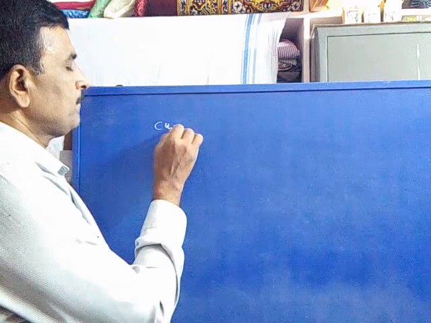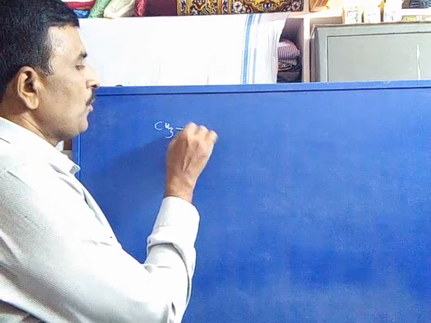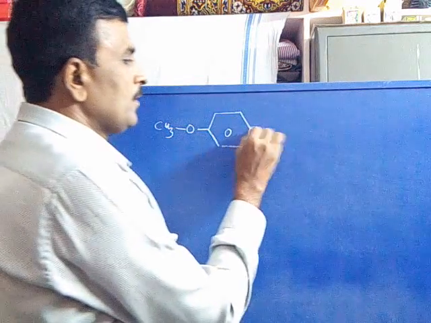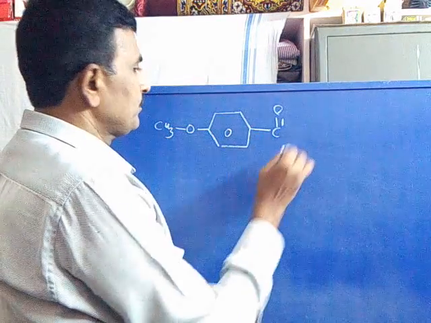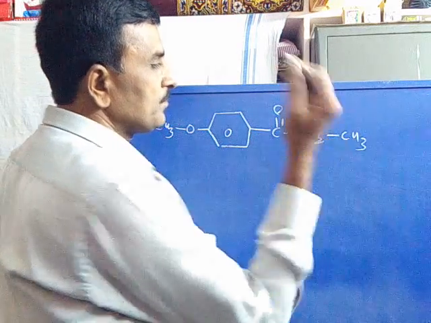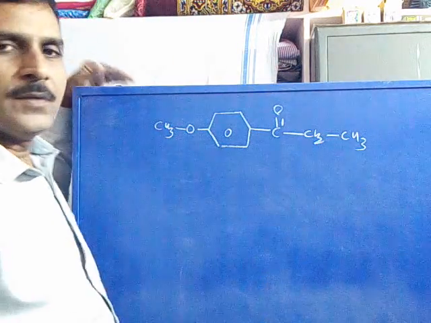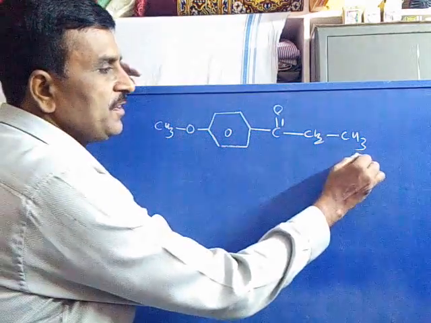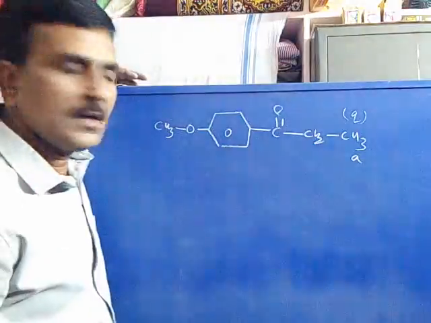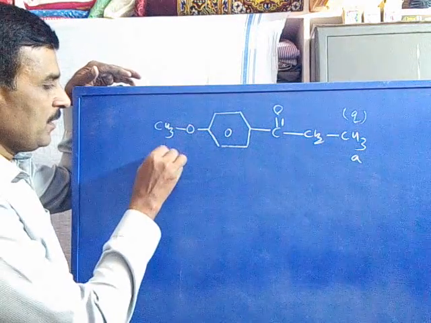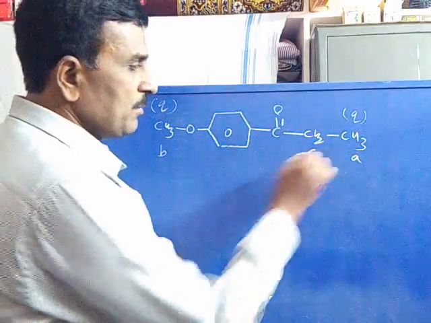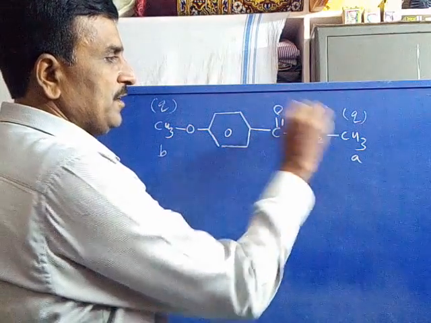CH3, O, C double bond O, CH2 CH3. Now this is the molecule. Now this is A carbon, a quartet because it is a CH3 carbon. This is B carbon, again a quartet. B is also a quartet. Now C carbon is CH2, hence its multiplicity is a triplet.